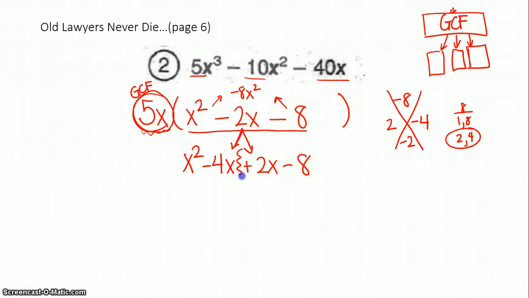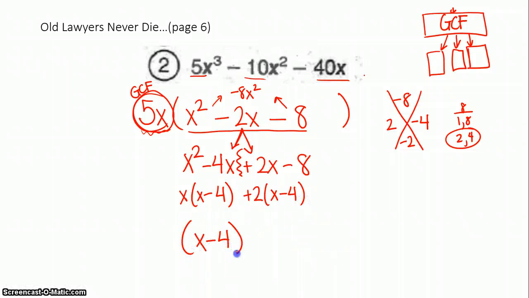Okay, so to finish off this factoring, the GCF is x. I'm left with x minus 4. The GCF of the second group is positive 2, and I'm left with x minus 4. So my factors are, because I have matching x minus 4s there, x minus 4, x plus 2, and I'm going to remember to bring down my GCF of 5x.